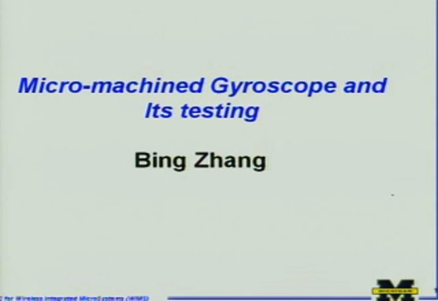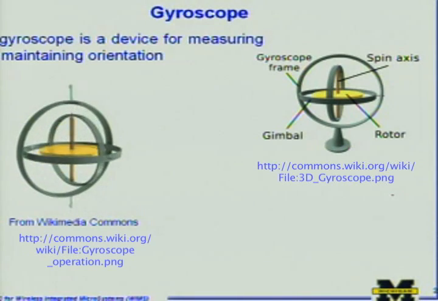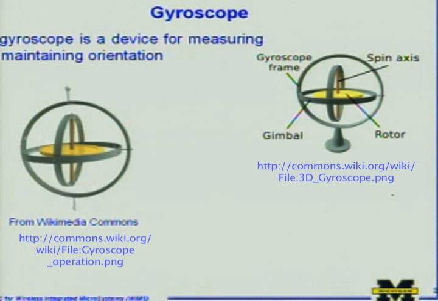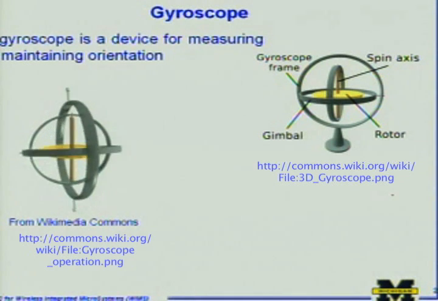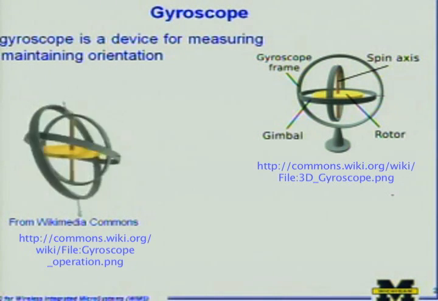I'm a senior majoring in electrical engineering at the University of Michigan. This summer, I was involved in a project about gyroscopes. A gyroscope, by definition, is a device to measure the orientation, or we can say the angular velocity.